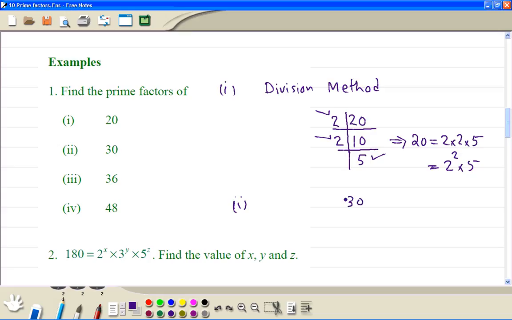30. Again we start dividing by 2, so the answer is 15. Now the next prime number is 3, so we divide 15 by 3. Now this is a prime number, so we stop. So 30 is equal to 2 times 3 times 5. All of these factors are prime numbers.